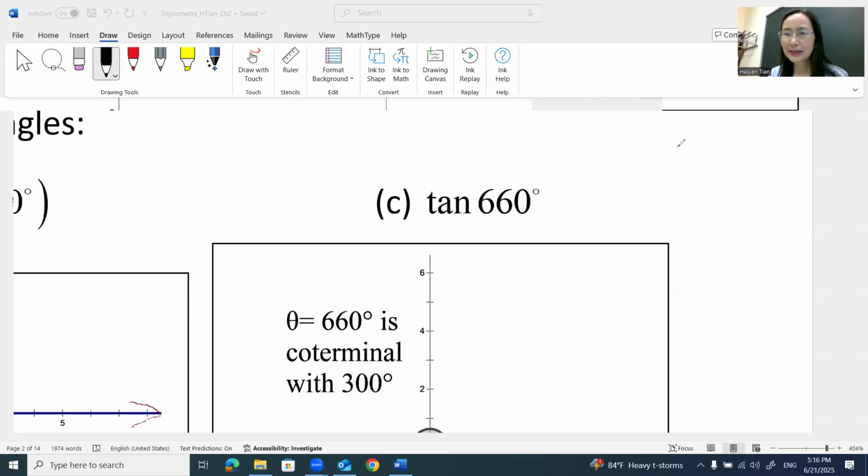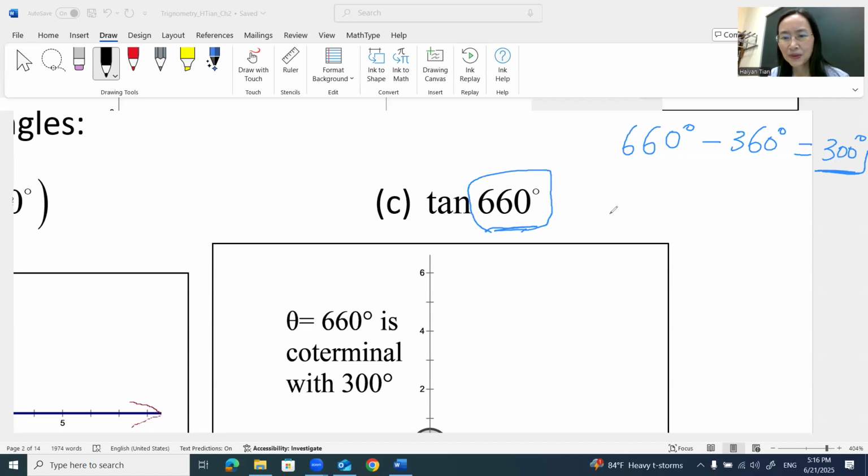can we find a least positive angle that is coterminal with 660 degrees? Okay, so first, if you subtract a complete rotation, right, you get an angle. So that will be 300 degrees. So yeah, we know that 300 degrees is the least positive angle that is coterminal with 660 degrees.